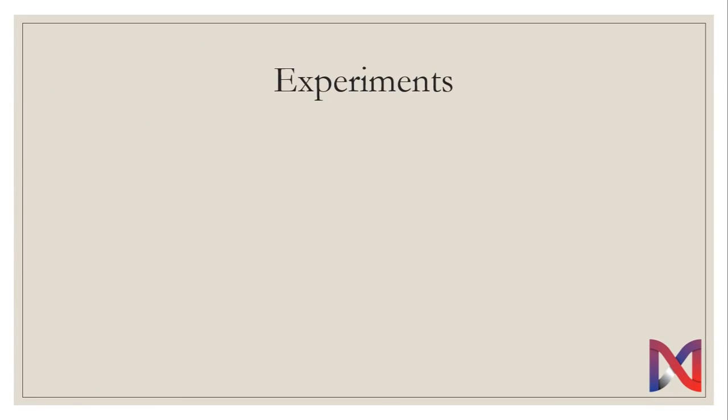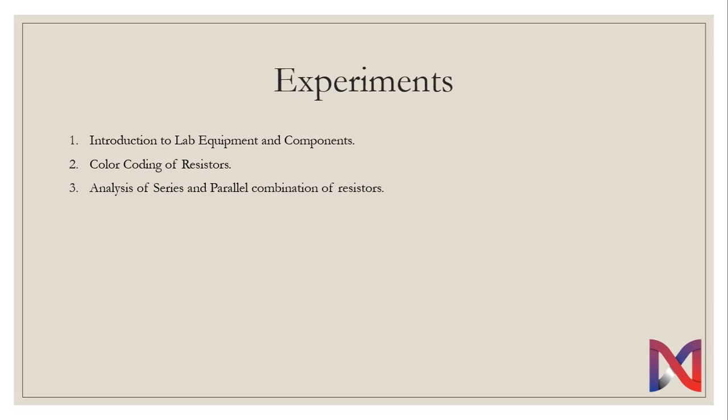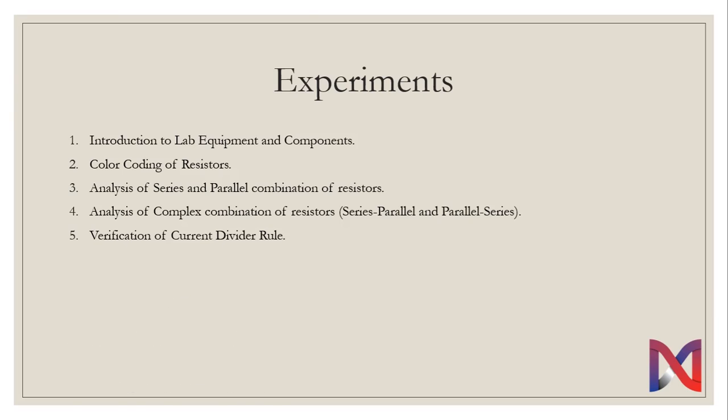Here we are going to mention the list of experiments that will be covered in this lab course. The first lab is introduction to the lab equipment and its components. Second is color coding of resistors. Third lab is analysis of series and parallel combination of resistors. Fourth is complex combination of resistors, that is either series parallel or parallel series.